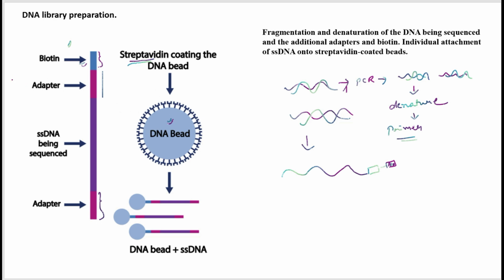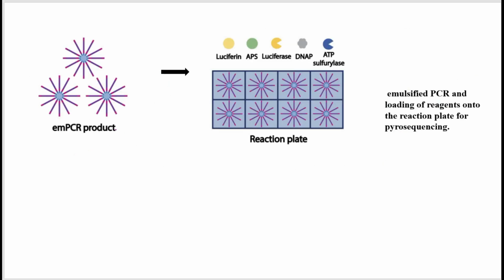So here we can see that there is a DNA bead as well as single stranded DNA. Now we got that the single stranded DNA is being attached to the DNA bead. The next thing which we have to perform is emulsion PCR. This is the product of emulsion PCR.